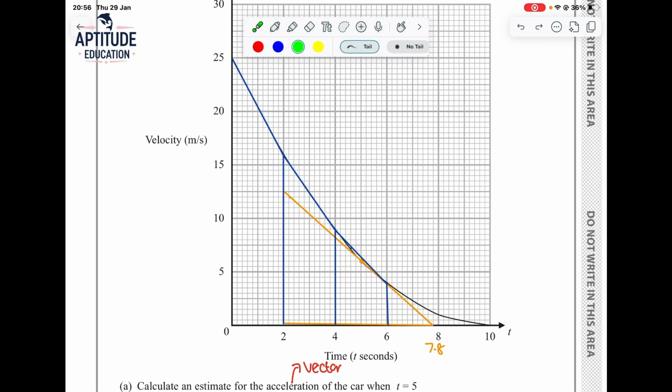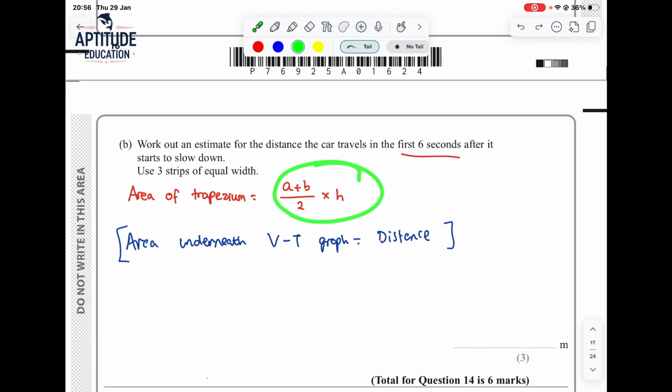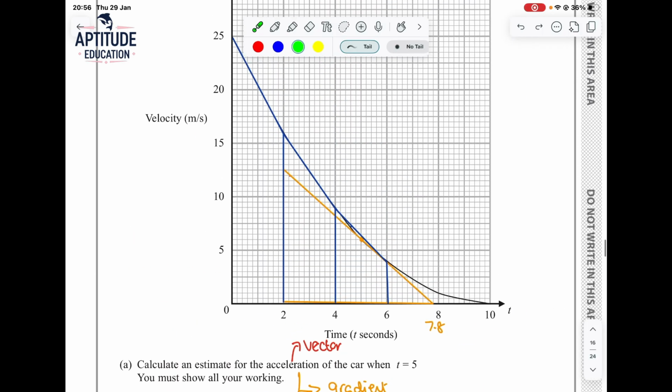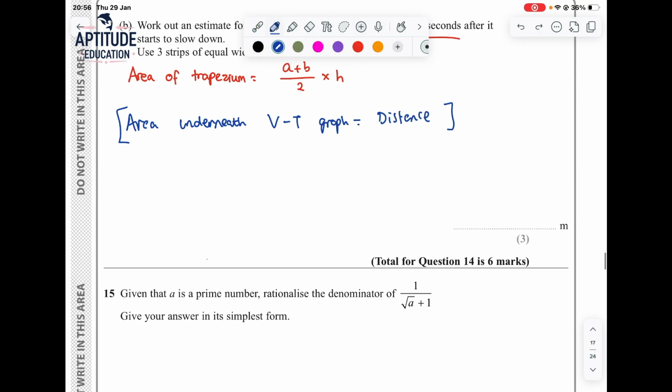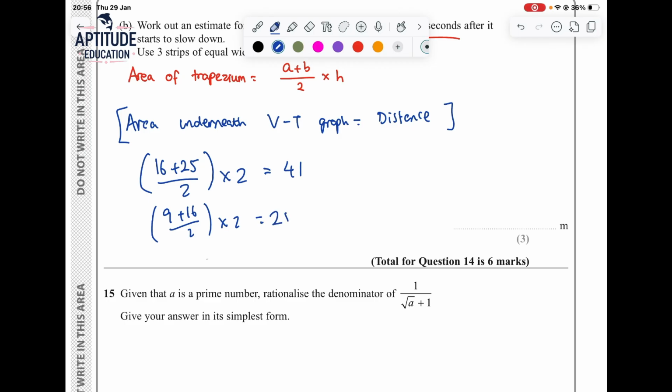But firstly, we know it's a trapezium, so our formula for the trapezium is a plus b over 2 times the height, where our a's and b's are our parallel lines, and our heights will be the 2's. 2, 2. Okay, so for the first strip, we will have 16 plus 25 over 2 times 2, which is our height, which is equal to 41. Then we will have 9 plus 16 over 2 times 2, which is equal to 25. Then we'll have one more strip, which is 4 plus 9 over 2 times 2, which is equal to 13.